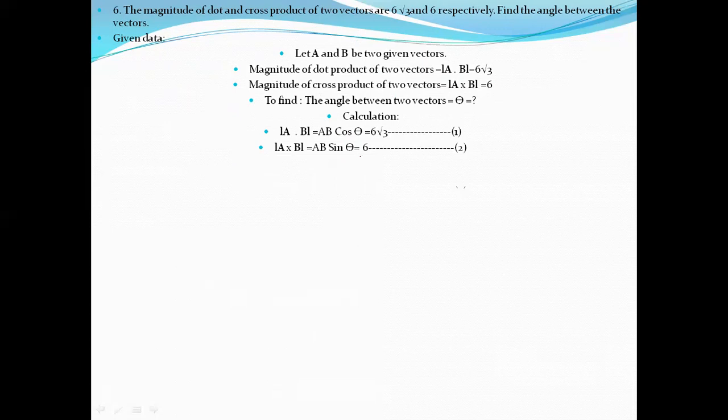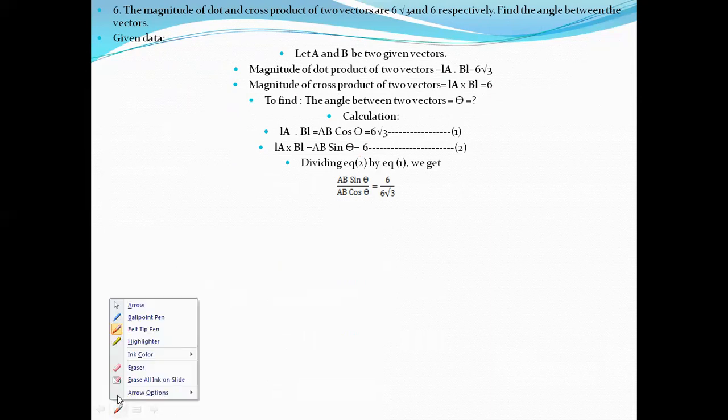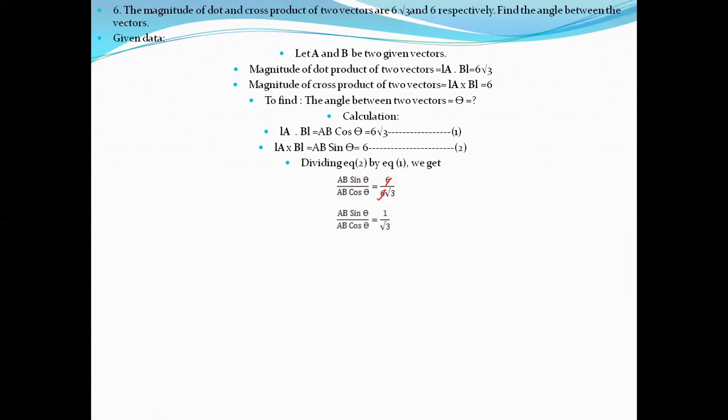Now we are going to find the value of theta. How are we going to do that? We have a formula of tan: tan is equal to sine over cos. So we use that by dividing equation 2 by equation 1. We have AB sine theta divided by AB cos theta is equal to 6 over 6 under root 3. As you can see, this 6 and this 6 cancel out, and our new equation is AB sine theta divided by AB cos theta equal to 1 over under root 3.